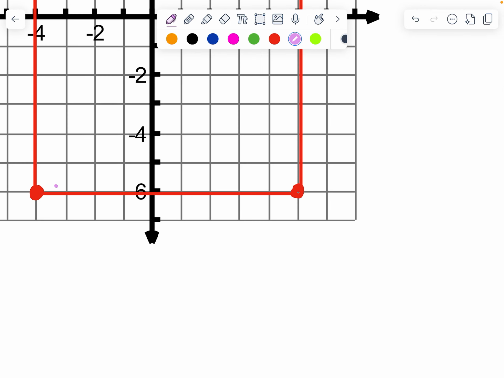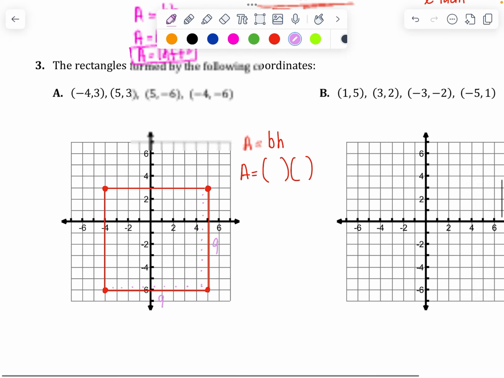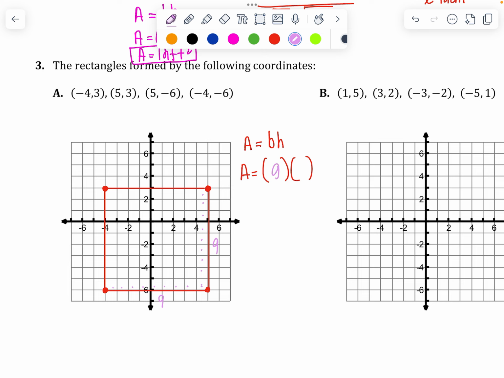So this is 1, 2, 3, 4, 5, 6, 7, 8, 9. So the length here is 9. And 1, 2, 3, 4, 5, 6, 7, 8, 9. So the height is also 9. So it's technically a square. So I have my base is 9, my height is 9. So my area is 9 times 9, 81.